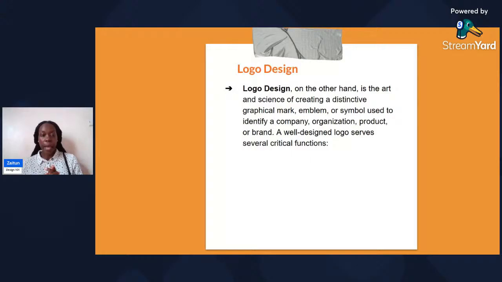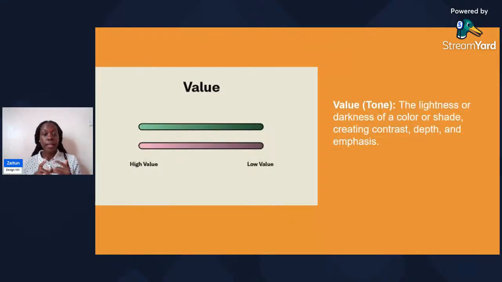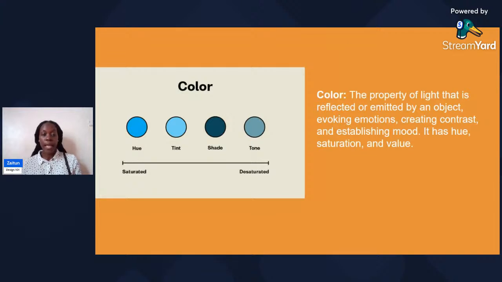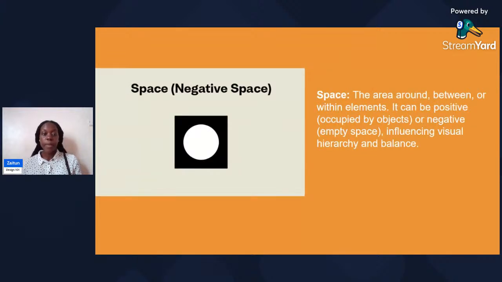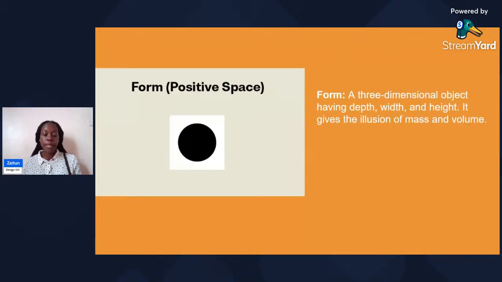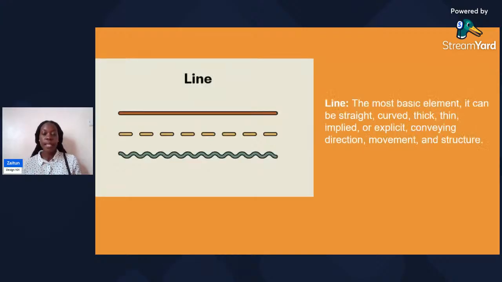Okay, next. Basically, those are the elements of design. So we have value, 1, texture, 2, color, 3, negative space, 4, positive space, 5, shape, 6, line, 7. So 7 elements of design, which you should, as a beginner in design, know how to work with in order for your design to be great.